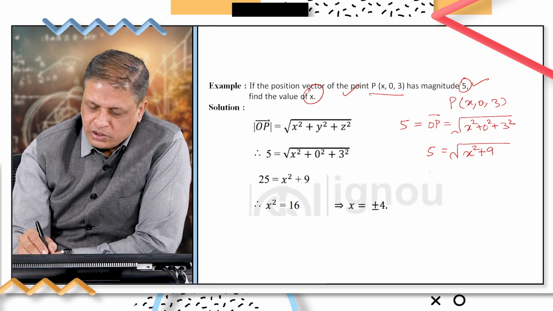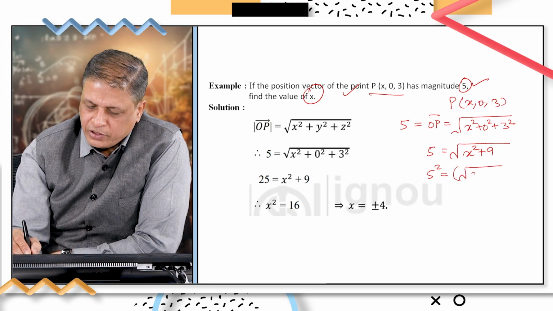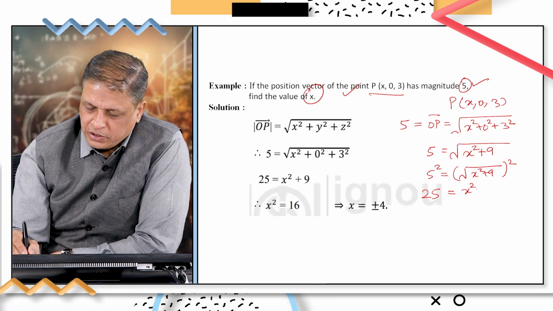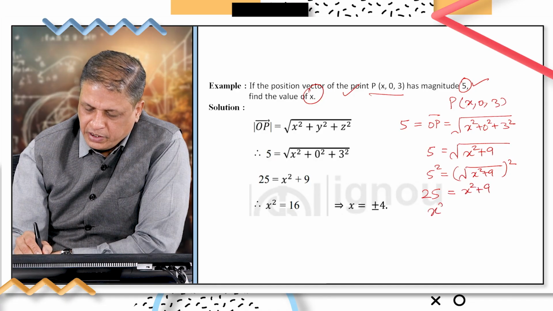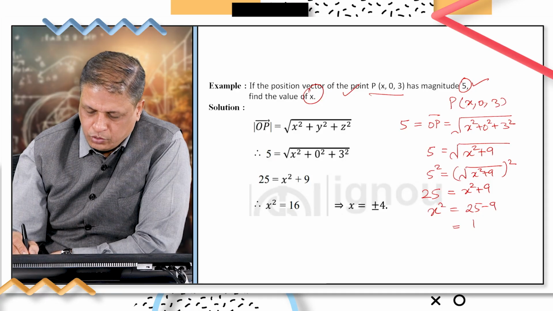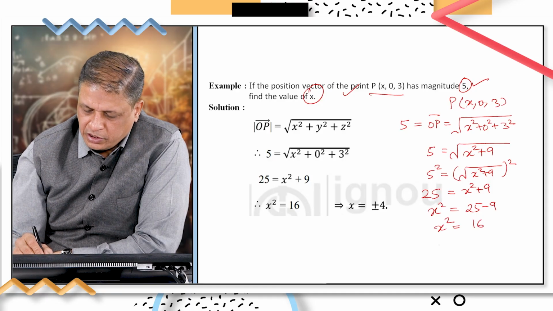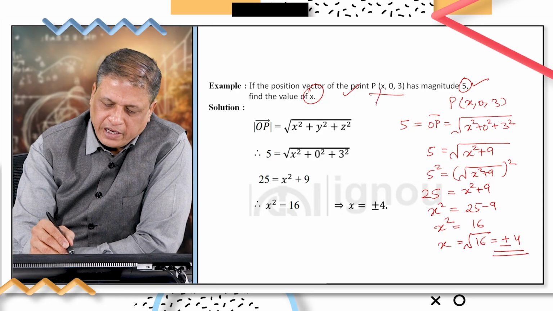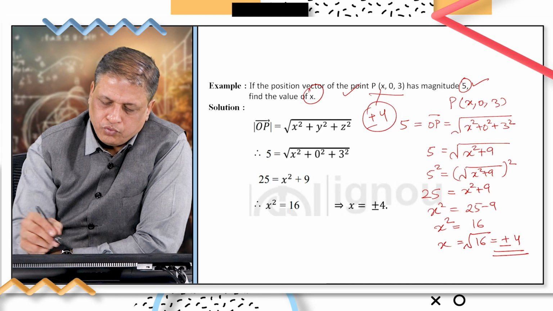Squaring both sides, we get 25 is equal to x square plus 9. That means you can rearrange that x square is equal to 25 minus 9, that is equal to 16. So, x square is equal to 16, that means x is equal to square root of 16, that is equal to plus or minus 4. So, the value of x can be plus or minus 4.